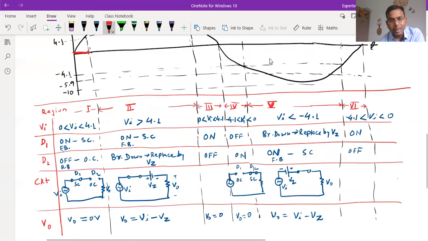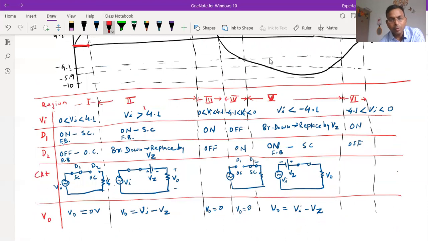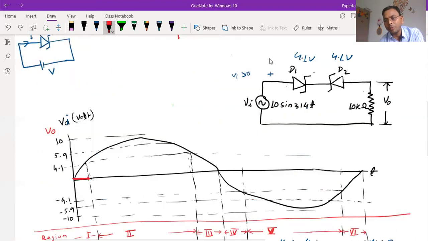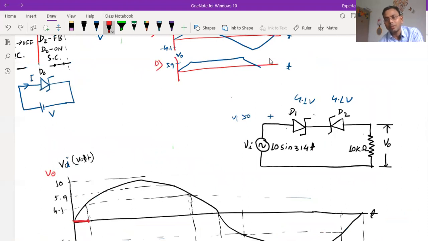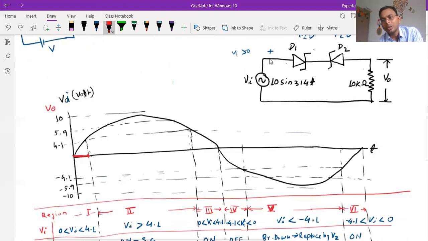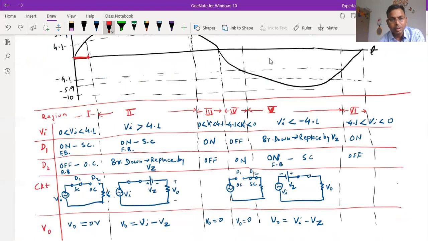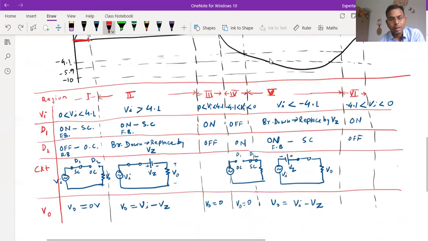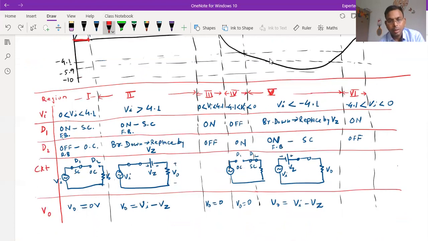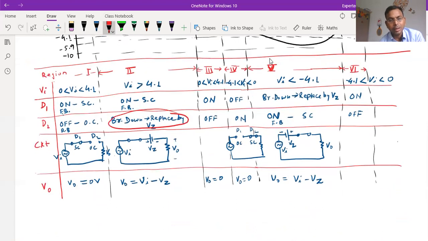Now in the second region, Vi is greater than 4.1 volt. Now you can see when Vi is greater than 4.1, D1 will be on, always on, but D2 is now going into the breakdown region, because the input is crossing its breakdown voltage. So the diode D2 goes into the breakdown region, so it must be replaced by Vz. However, D1 is on.